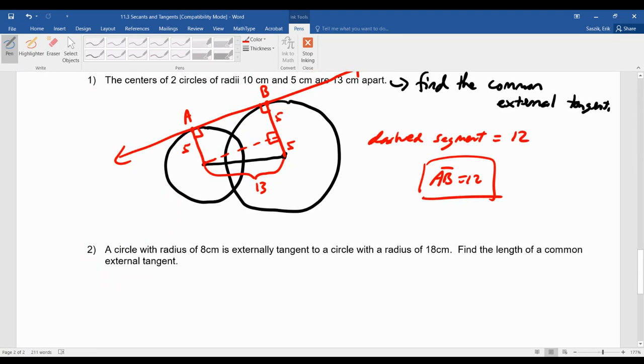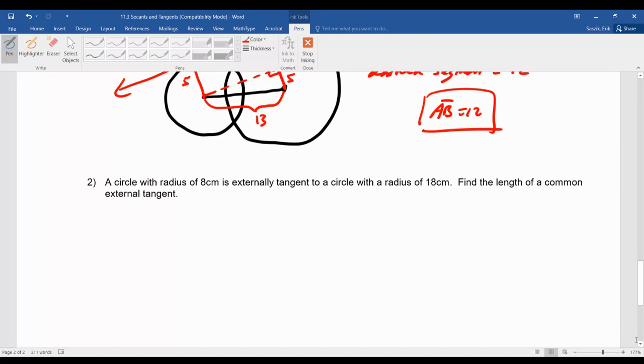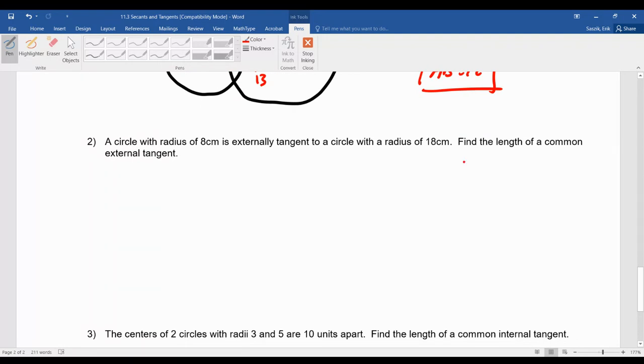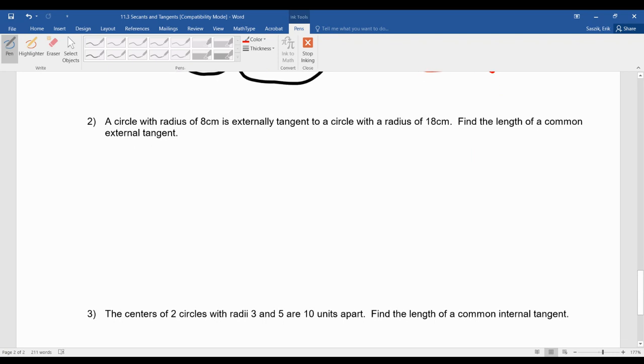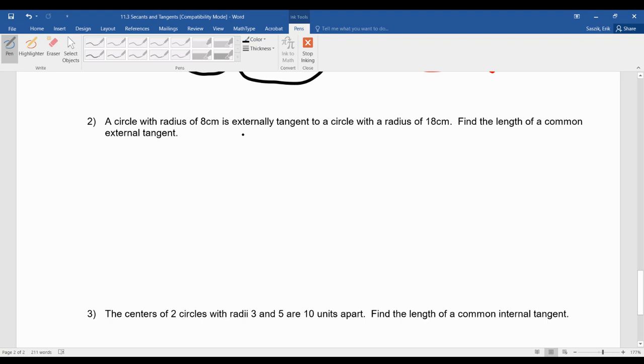Just got a couple more to do here. Here's another one. This is also an external tangent. So if you want to try this next one yourself, you certainly may, number 2. Okay. And then I'll talk through it here in a moment. It's the same type of thing. You're just going to think about what it means for circles to be externally tangent. If you're not sure, you can watch what I'm going to do here and then try the problem. Externally tangent means the circles just nick each other.